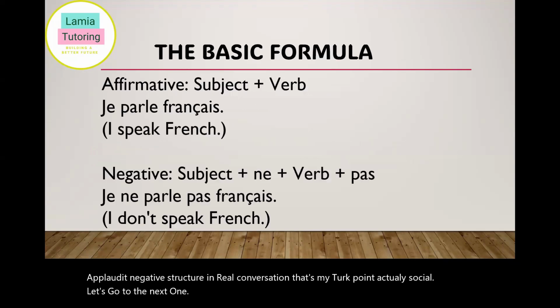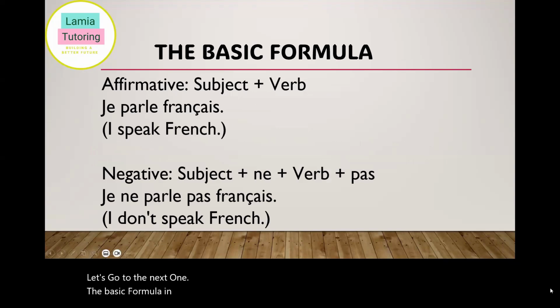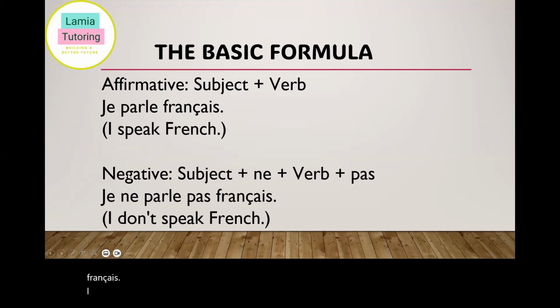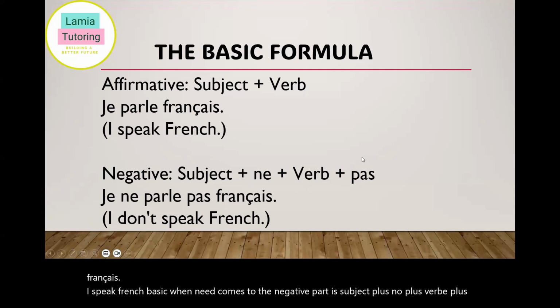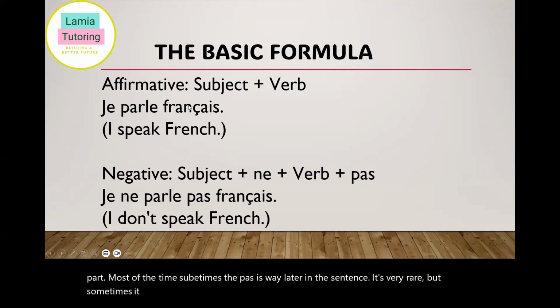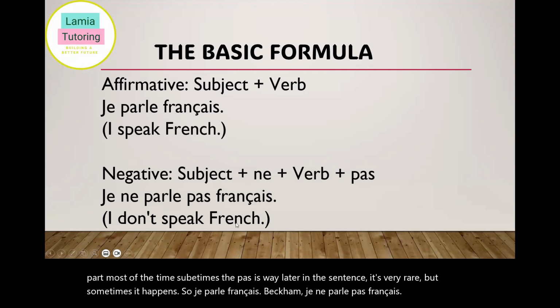The basic formula in affirmative, you have subject plus verb, you do have the COD of something or something like that. So here, je parle français. The COD complement is français. I speak French, basically. When it comes to the negative part, it is subject plus ne plus verb plus pas most of the time. Sometimes the pas is way later in the sentence. It's very rare, but sometimes it happens. So, je parle français becomes je ne parle pas français. Okay, so I don't speak French.